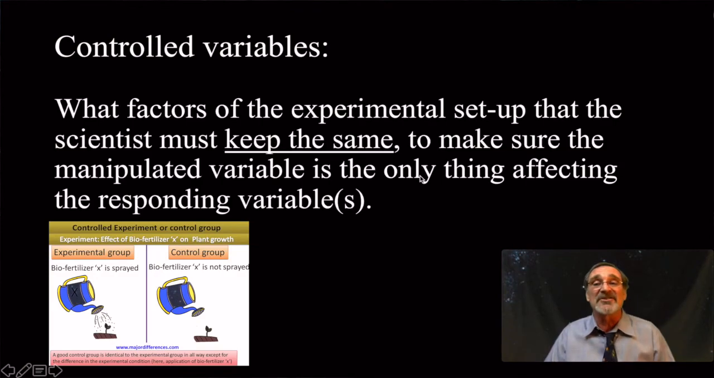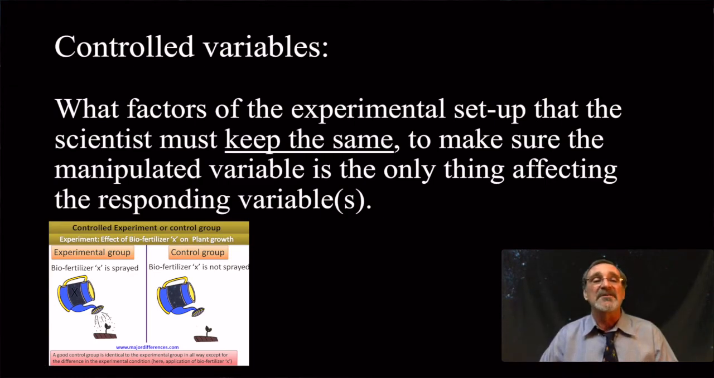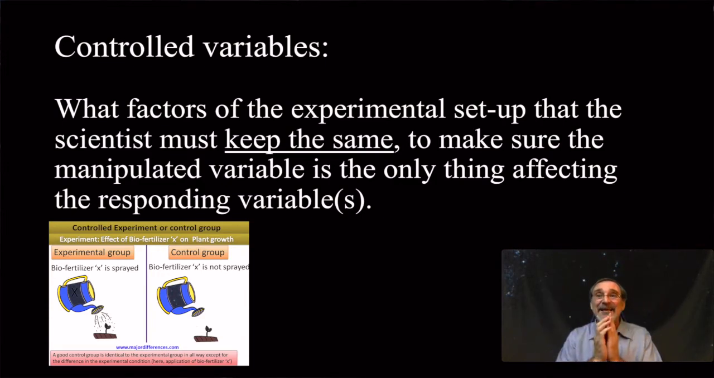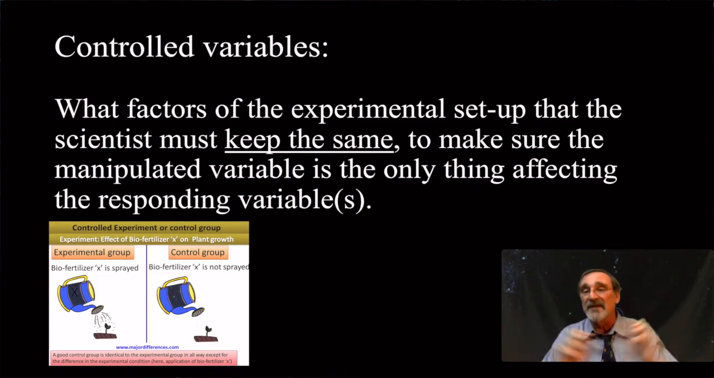Please write this definition down. These are what factors of the experimental setup the scientist must keep the same. The experimental setup is how it is. Everything has to be identical to make sure the manipulated variable is the only thing affecting the responding variable. You want to try to isolate the impact of the manipulated variable, to isolate its influence, to see if there is influence. And if it turns out that there's no measurable statistical difference between the two groups, then you realize it really didn't have an influence, right?